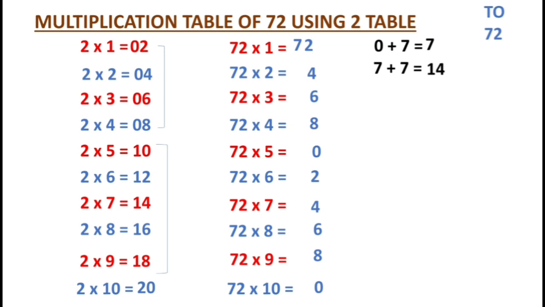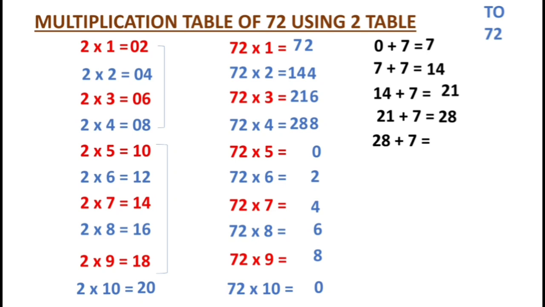We get 14. 7 is the sum, plus 7 is the tens place. That's why we are adding 7 plus 7. We get 14. 72 2s are 144. Now 14 plus 7, we get 21. 72 3s are 216. Now 21 plus 7, we get 28. 72 4s are 288. Now 28 plus 7, we get 35.